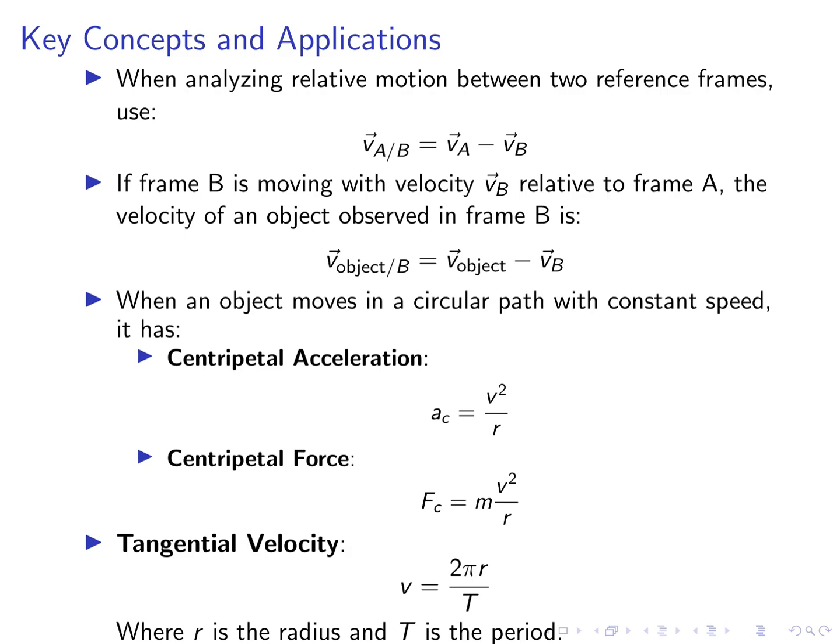When an object moves in a circular path with constant speed, it has centripetal acceleration, given by ac equals v squared over r, and centripetal force, given by Fc equals m times v squared over r. The tangential velocity is given by v equals 2 pi r over T, where r is the radius and T is the period.